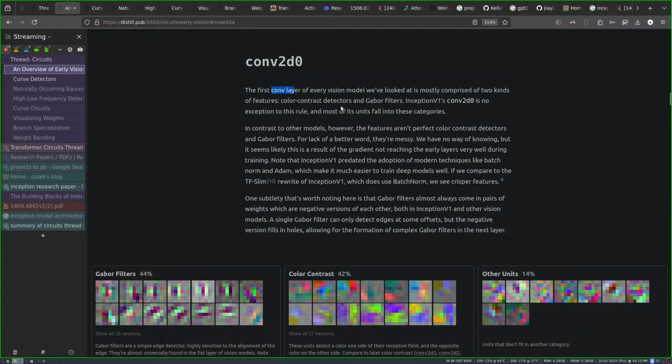The first convolution layer of every model we have looked at is mostly composed of two kinds of features: color contrast detectors and Gabor filters.